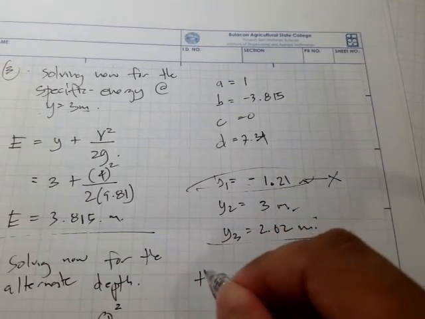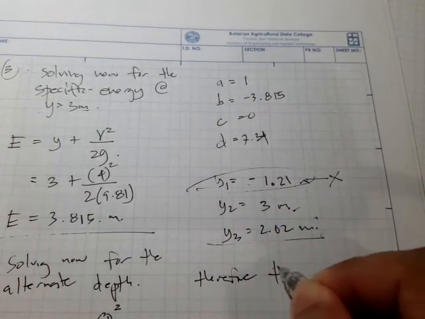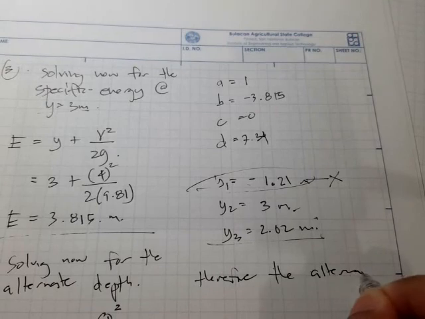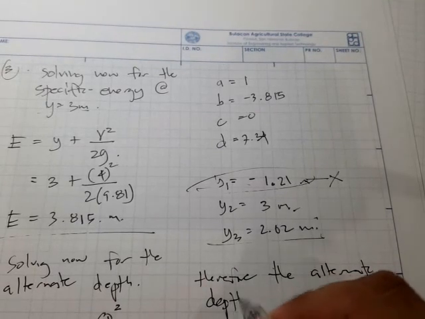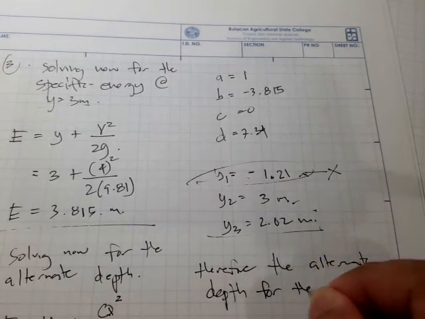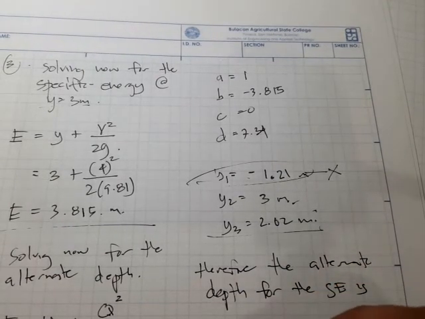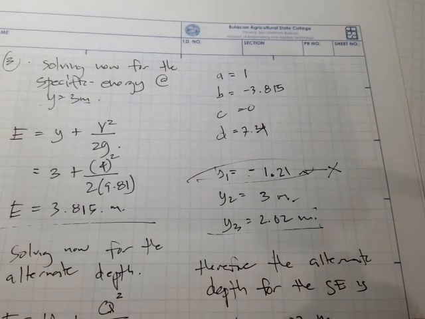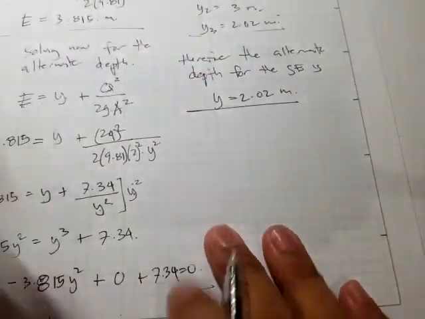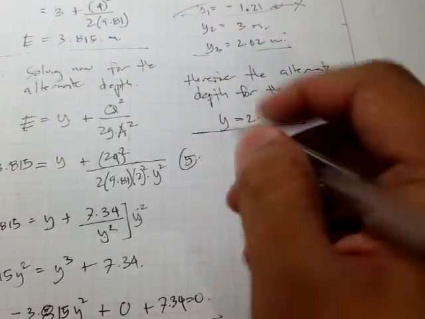So therefore the alternate depth for the same specific energy is y is equal to 2.02 meters. Okay, so lastly, don't forget to write the summary.